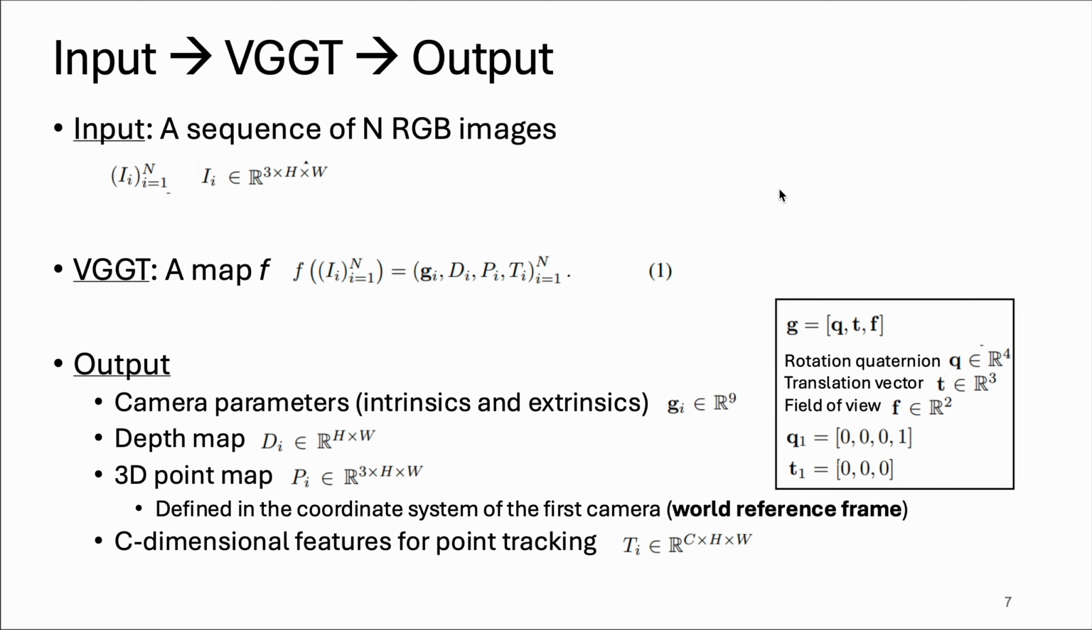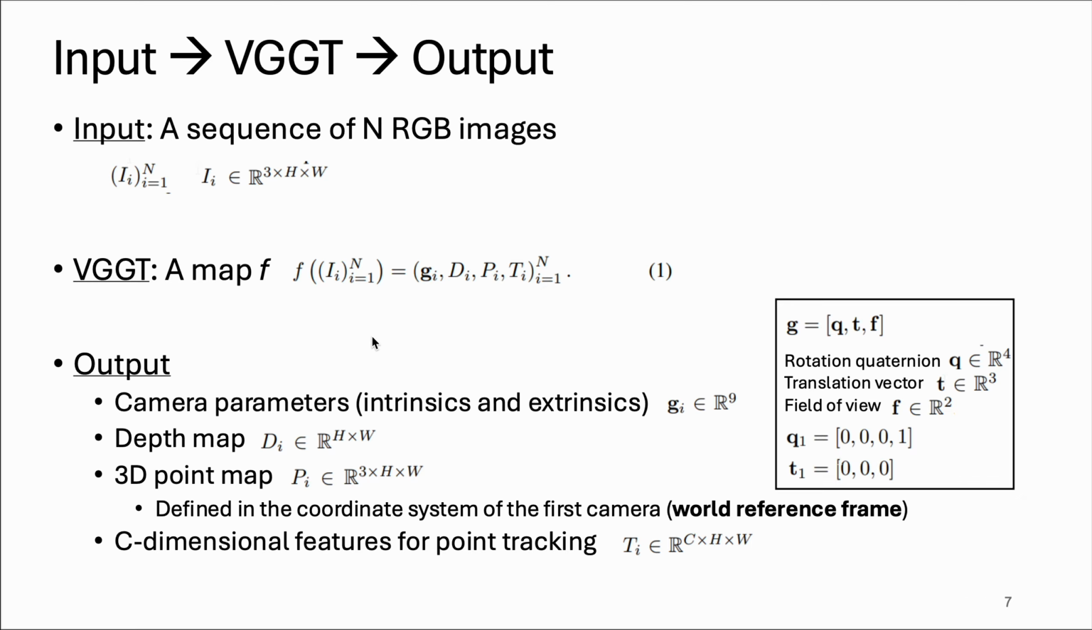So overall, if we are trying to understand the input, output and its dimensions that VGGT uses, then here is a summary. The input is a sequence of N RGB images, where N is the number of images. For each image, there are 3 channels, RGB, and the image height and image width. The VGGT network is basically trying to find a mapping which maps the image sequence into a list of outputs.